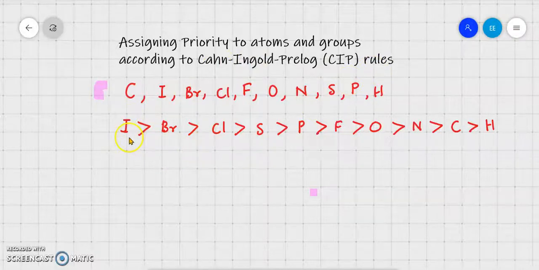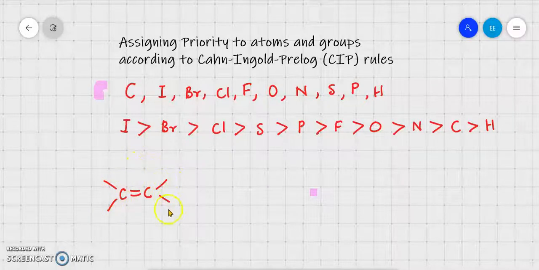Now how can we use them when we are doing configuration of geometrical isomers or optical isomers? In geometrical isomers, as you know, we have alkenes or double bonded compounds, and the groups attached to these double bonded carbons have to be assigned priority before we can assign the configuration. So in this case, suppose I have 4 different atoms attached to these 2 carbons. I have I here, and then maybe fluorine here, then bromine here and chlorine here.